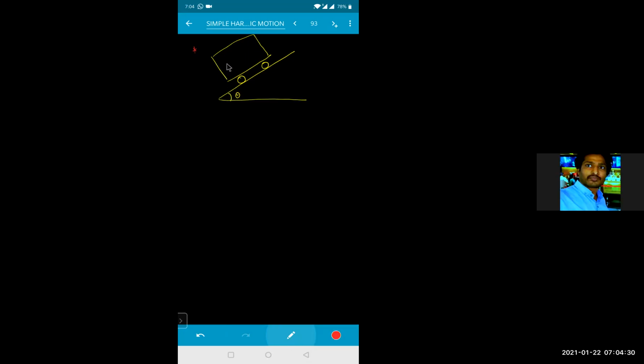Okay. And there is a simple pendulum attached to this one. Somewhere to this one, a pendulum is being attached. This is your pendulum like this. With respect to this one, it is making an angle theta. So now this trolley is moving down with an acceleration a. So what is the time period of this one?